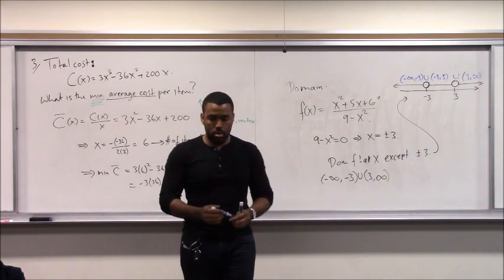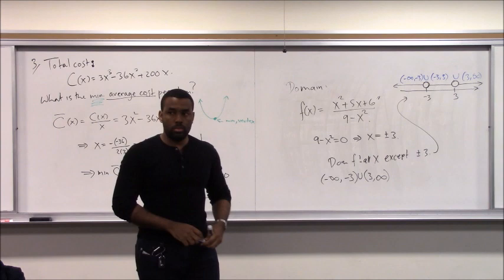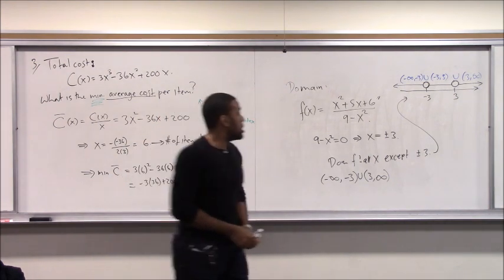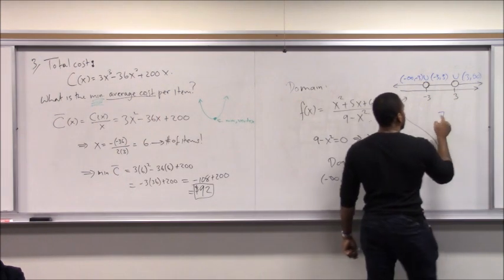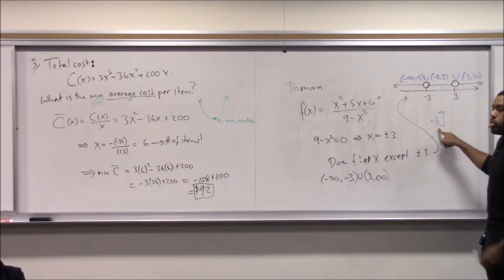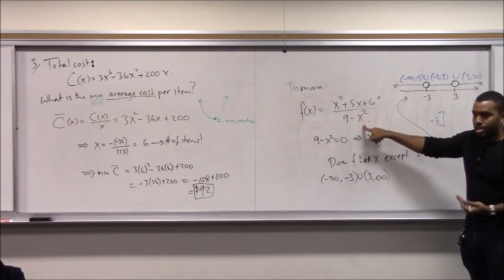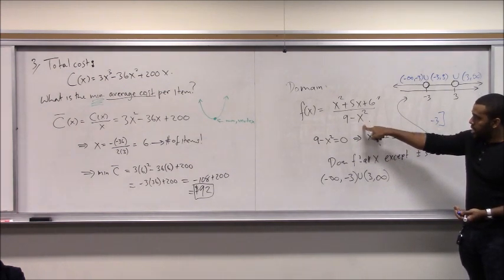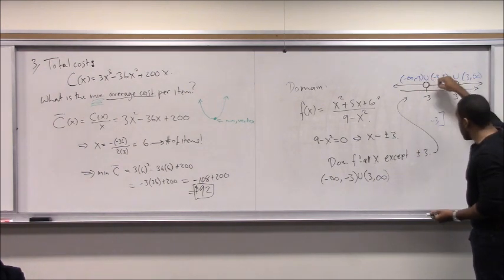Why would it be the bracket? Because if you have brackets, that means it's included. To put a bracket here means you can pick minus 3 itself as one of the values, but however, you can't. Minus 3 right here will create a 0 in the denominator. So you definitely want open parentheses everywhere.